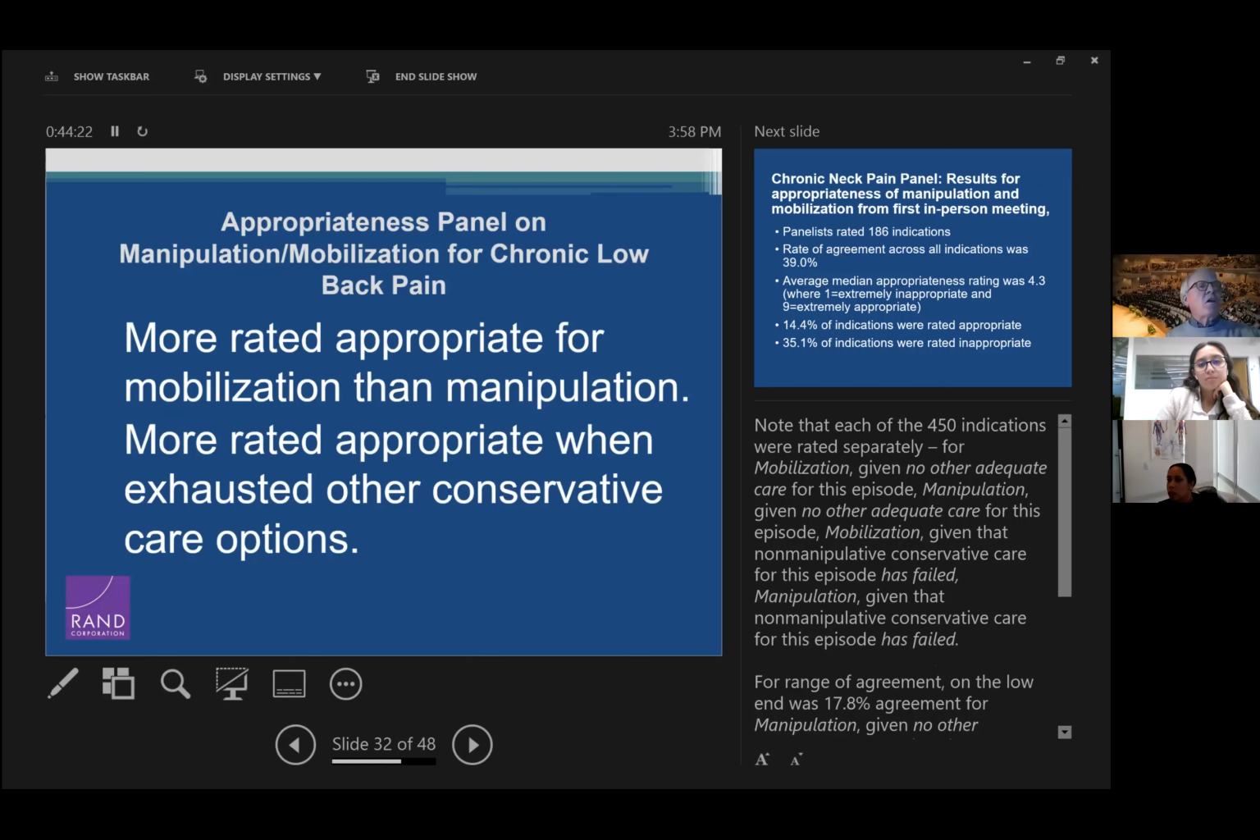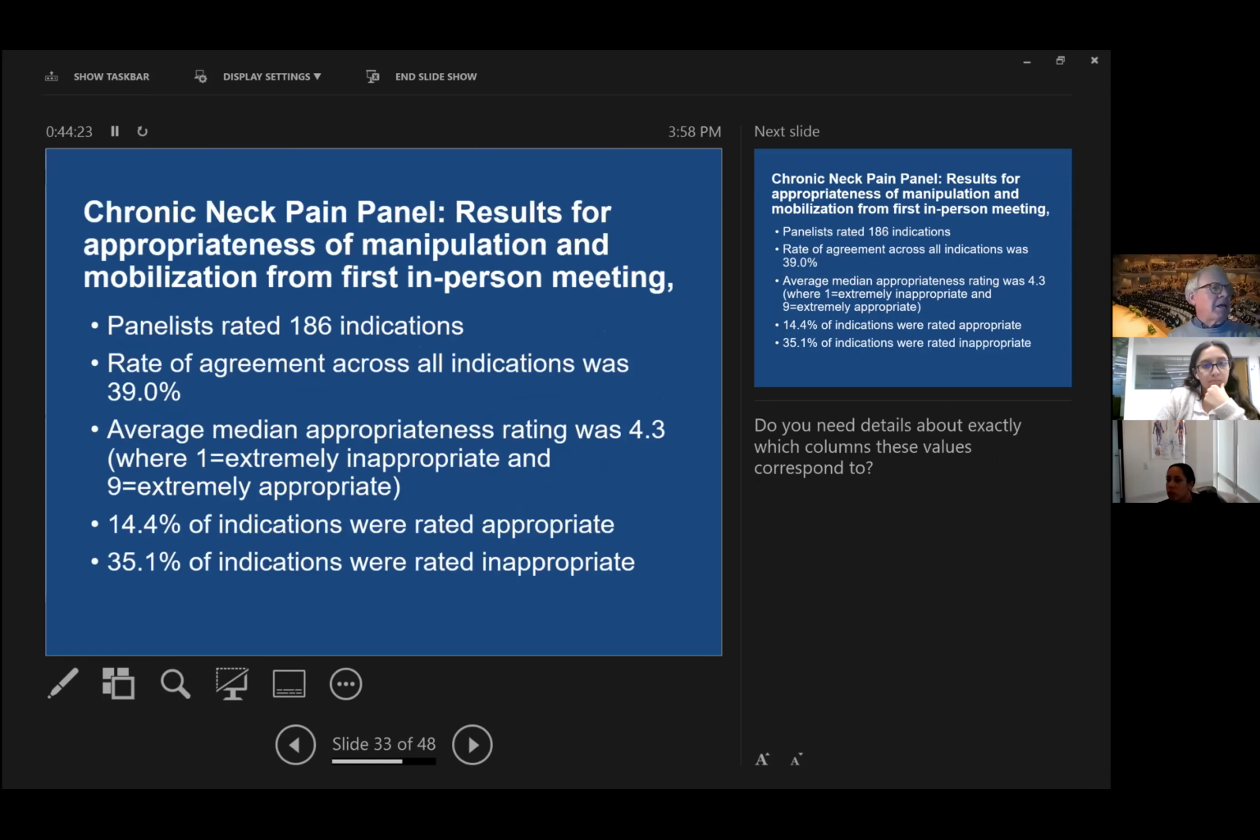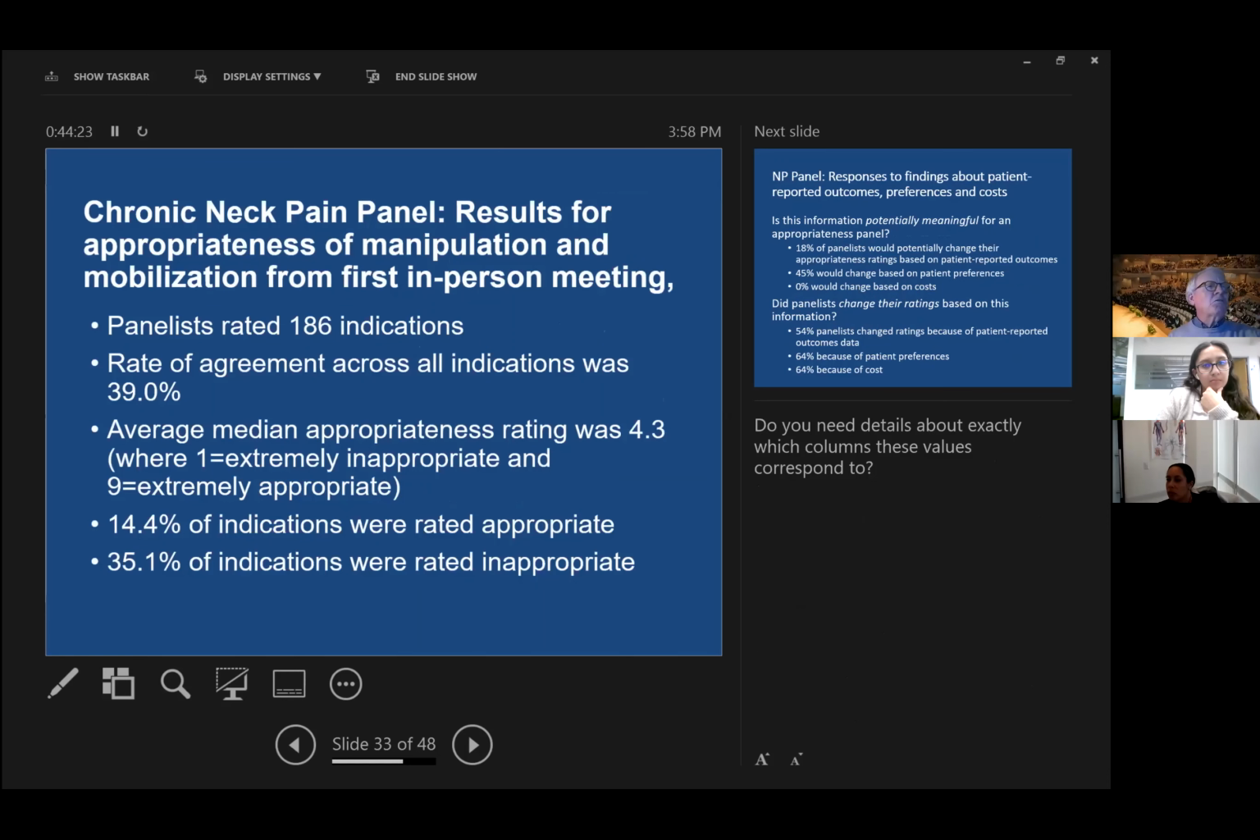This is the chronic neck pain. This was extremely important because neck pain manipulation is always a huge issue. As it turns out, often the issue is exaggerated. The number of truly adverse events from manipulation for neck pain is actually very low. Anyway, I won't go into further detail there.